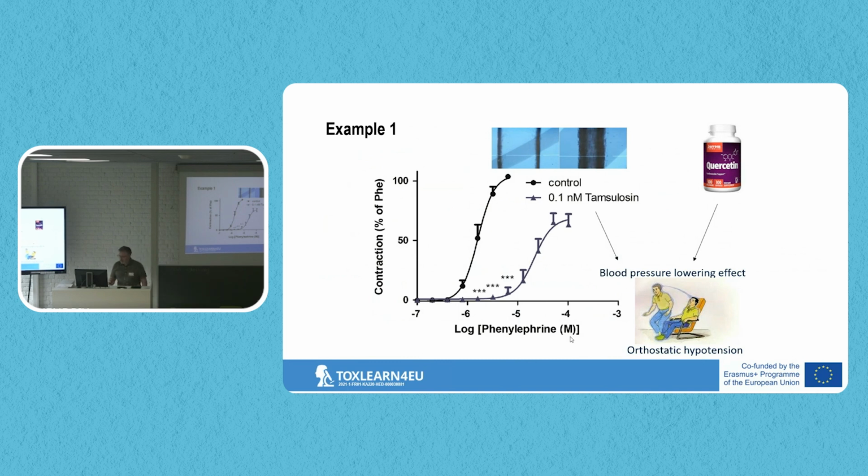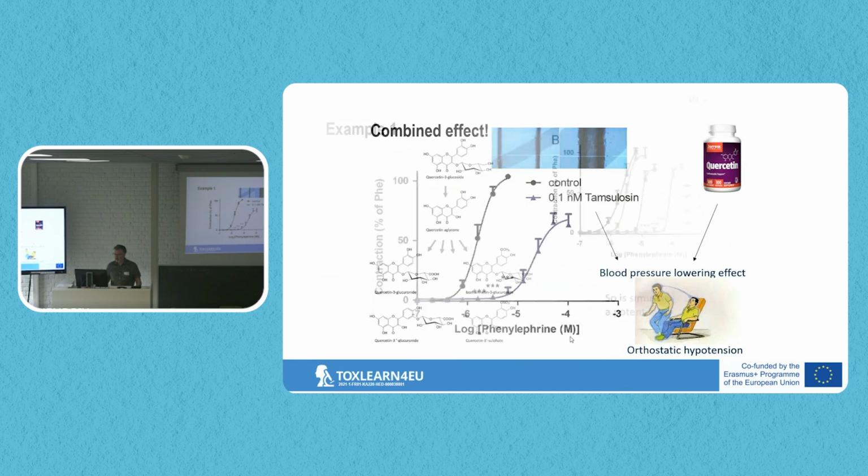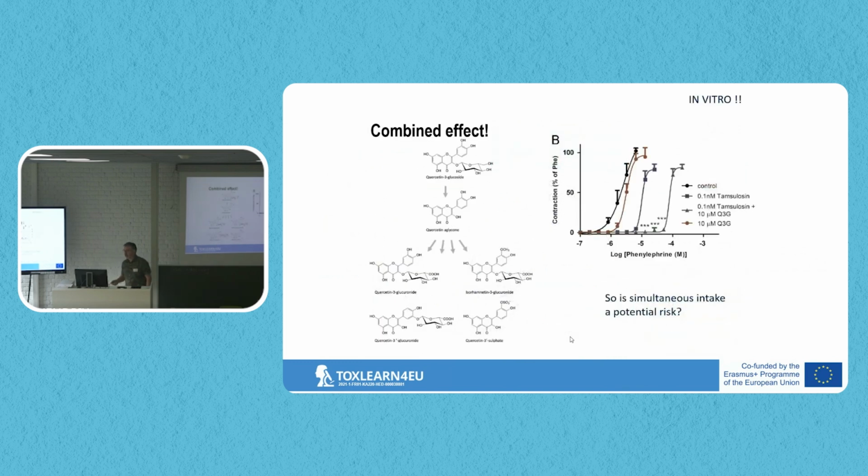So what happens if we add quercetin to this equation, right? We did this incubation again. Quercetin is actually metabolized to the quercetin glucuronide. This one is usually excreted in the urine, but we see a clear effect of the glucuronide.